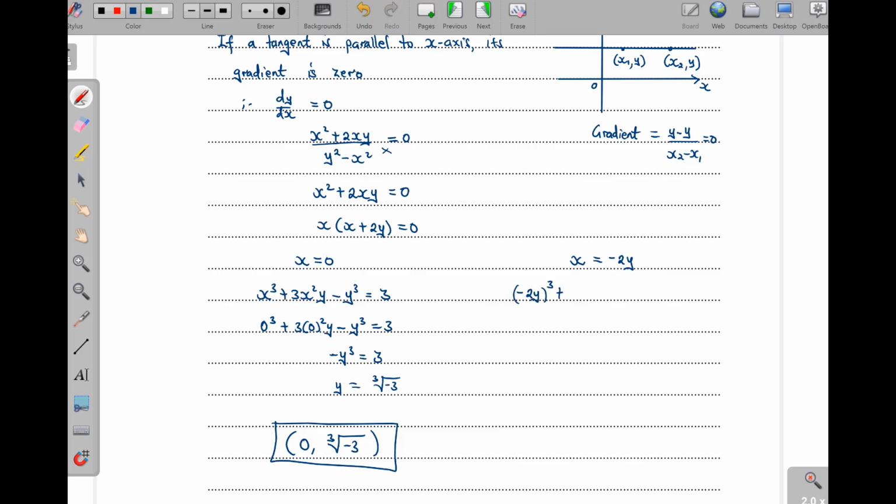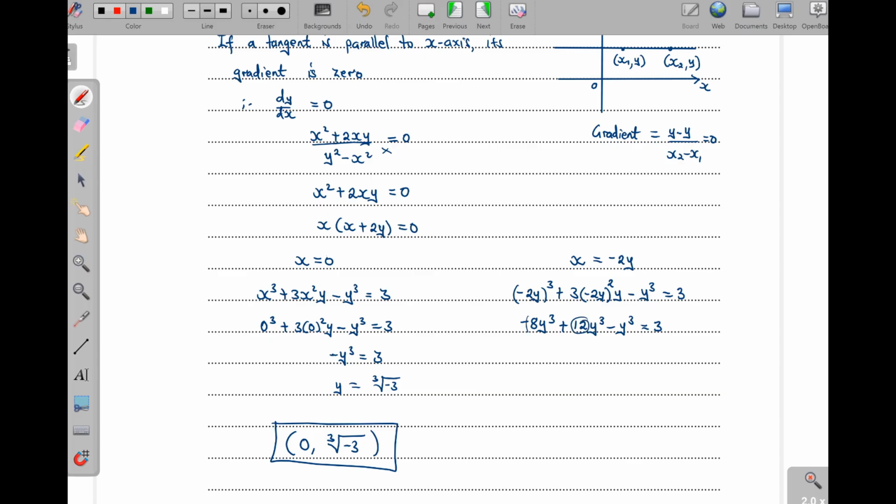So we cube, then plus 3, then minus 2y, then there is a y, then minus y cubed. This one is equal to 3. When we cube negative 2, the power of a negative is a negative, so that is negative 8y cubed, then minus 6y. There has to be a square here, so this one is wrong. When you square the negative, it's a positive, so 4 times 3, that will be 12, then y cubed, then minus y cubed, then this one is equal to 3.